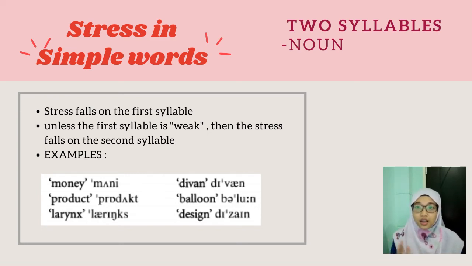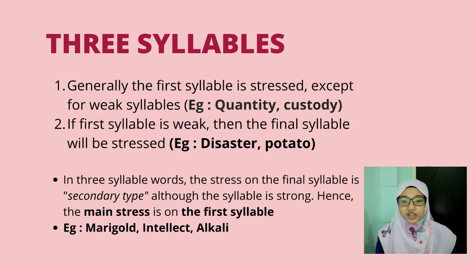Money, product, larynx, dive in, and so on. Now let me further explain the last category of simple words, which is the three syllables. Generally, in three-syllable words, the first syllable will be the one which is stressed. For example, quantity, custody.